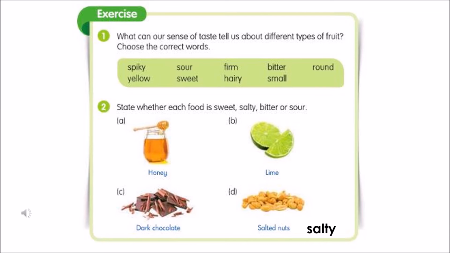Number 1, our sense of taste lets us know that the fruit can be sour, sweet, or bitter. Number 2, A, honey is sweet, B, lime is sour, C, dark chocolate is bitter, and D, salted nuts are salty.